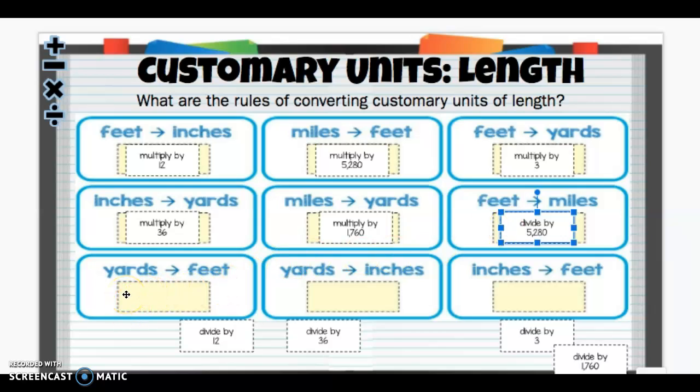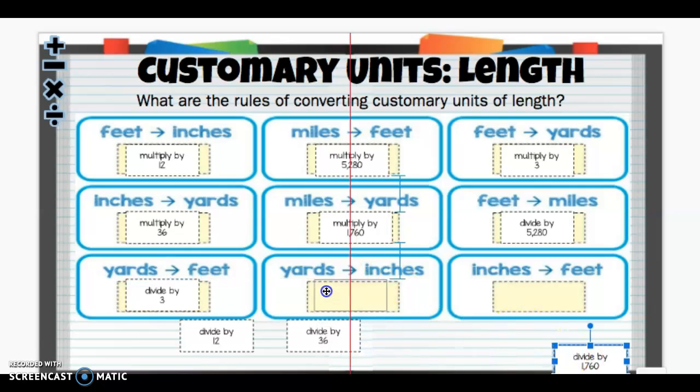Right? If you're going from yards to feet, you're going to have to divide by 3. Yards to inches, you're going to divide by 1,760.